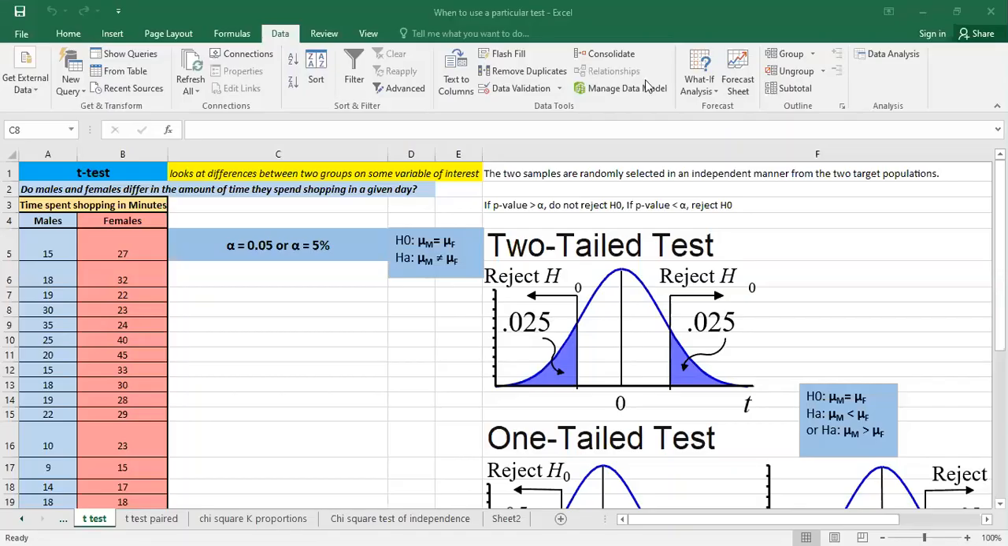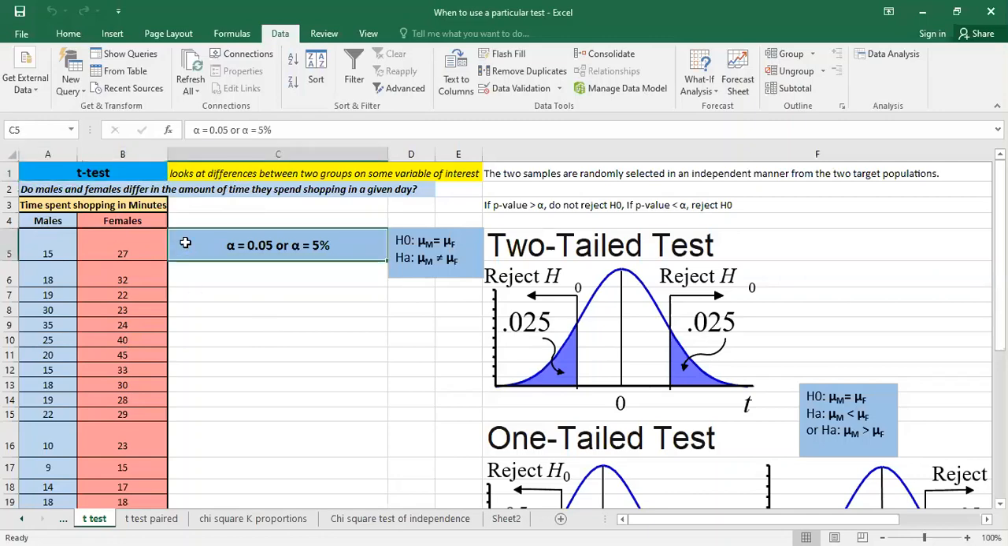Hello, in this video, I'll show you how you can use the t-test in order to compare the means of two groups. So the application of the t-test here is to look at differences between two groups on some variable of interest. So we have the following question: do males and females differ in the amount of time they spend shopping in a given day? And we have the data, time spent shopping in minutes for males and for females.